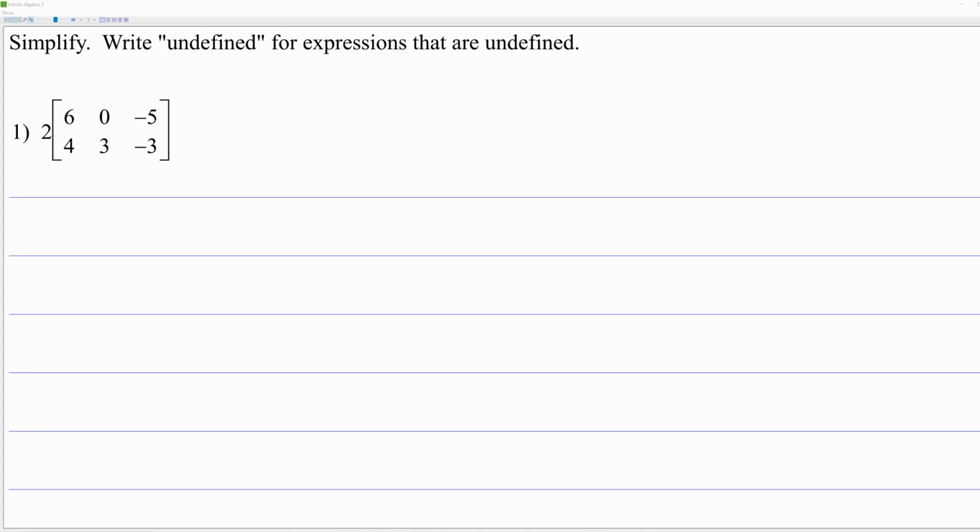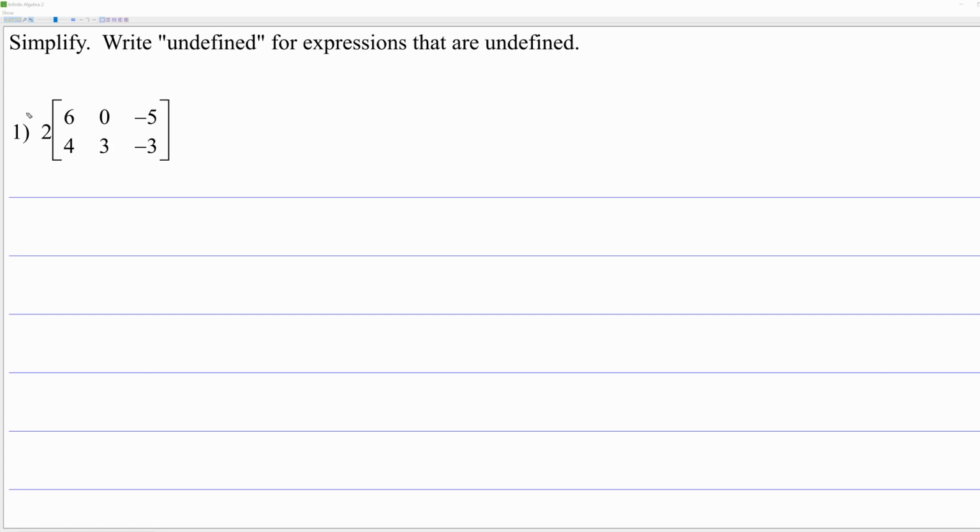This video is going to be an introduction to matrices, a little bit of vocabulary, and how to multiply a number by a matrix. So let's get a little bit of vocabulary and notation out of the way. Inside the brackets, we have two rows of numbers, we have three columns of numbers, and this forms what we call a matrix. So a two-dimensional array of numbers is a matrix.